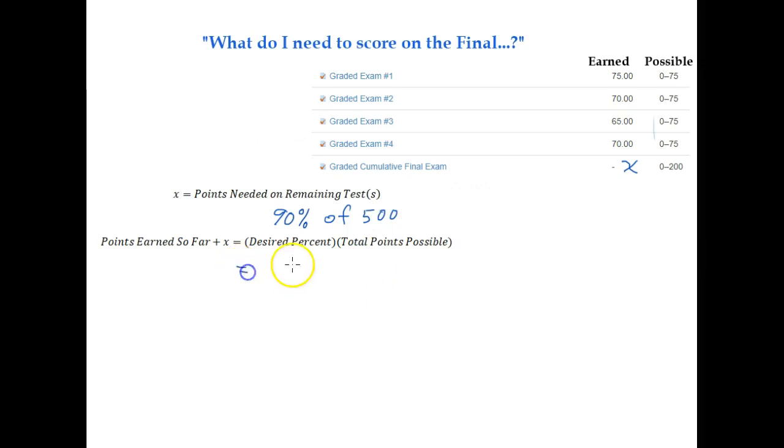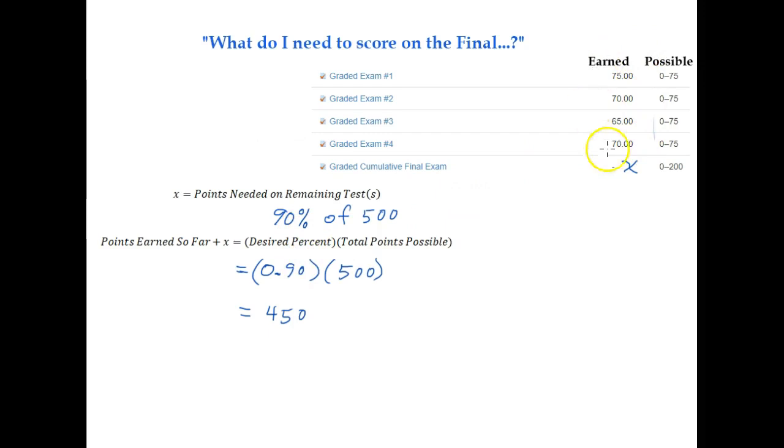I'm going to write that down here. 90% written as a decimal is 0.90. Of typically means to multiply, so 0.9 times the total points possible of 500. So that means that this student needs 450 points by the end, after all the tests are taken, if the student wants to get a 90% in the class.